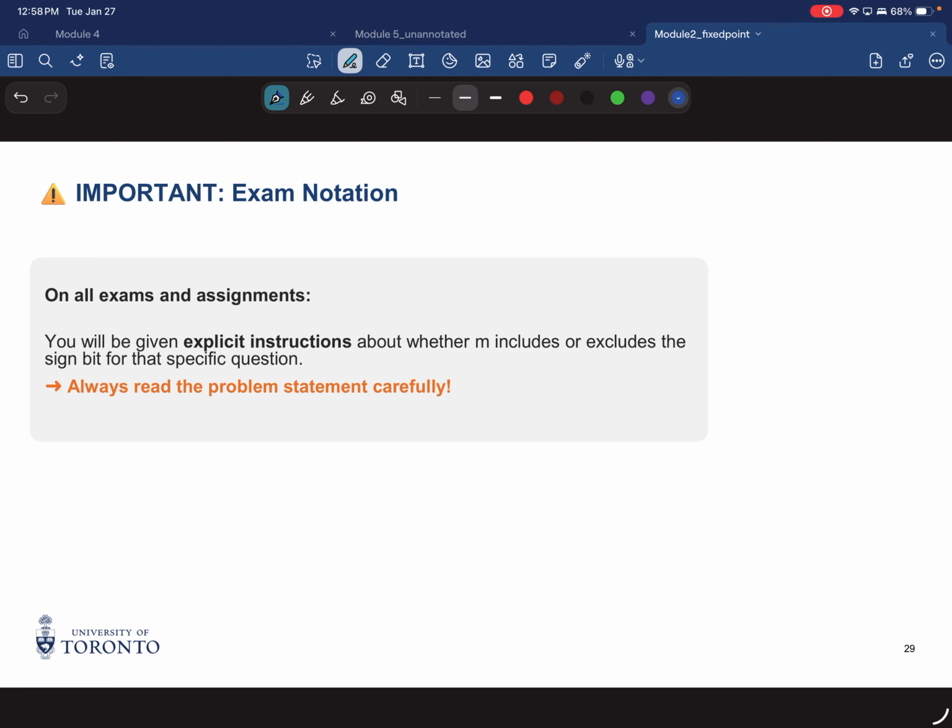And this is the last note: in the exams or assignments, even though I mentioned special cases for standard sizes, you will be told if M includes the sign or not. So don't worry about that part.